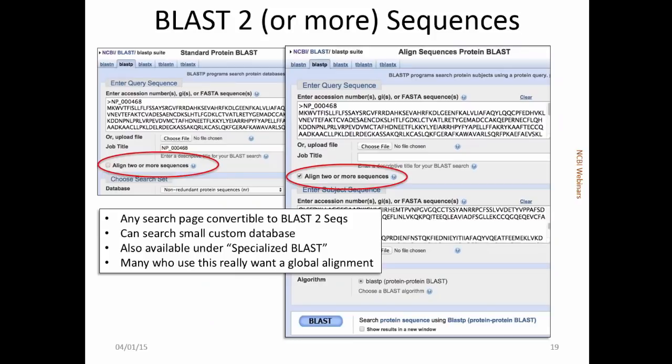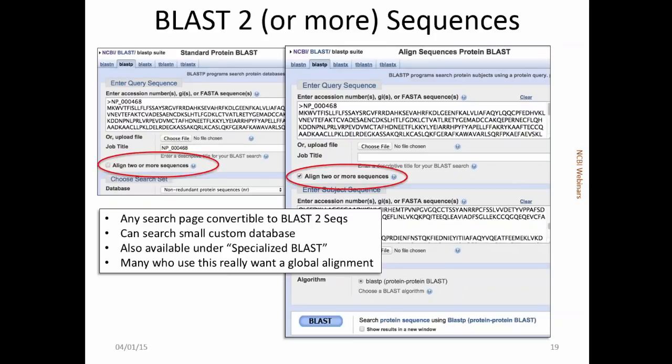On any BLAST form, you can check this little box that says Align 2 or more sequences, circled here. And when you do that, the interface changes. It opens up a separate box in the bottom. And so you can take the bottom box and generate your own little database, a small custom database, or you can just use 2 sequences. The original intention was 2 sequences. Or you can do a small all against all with your own sequences.